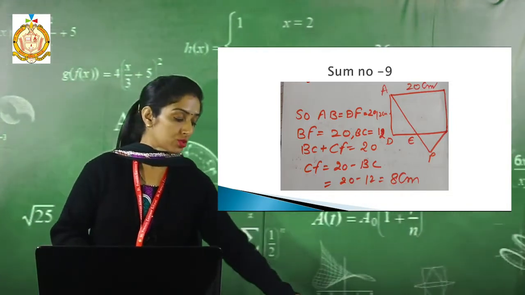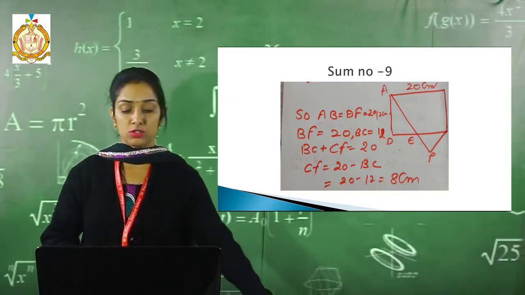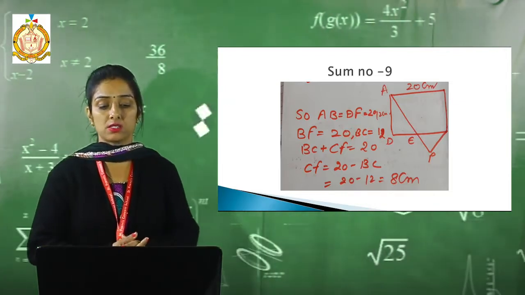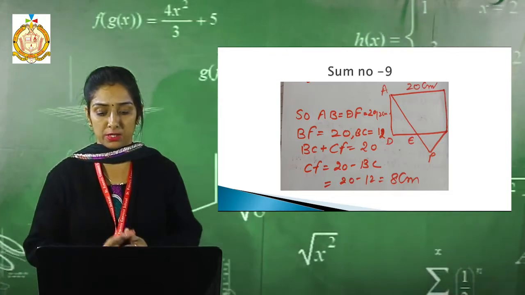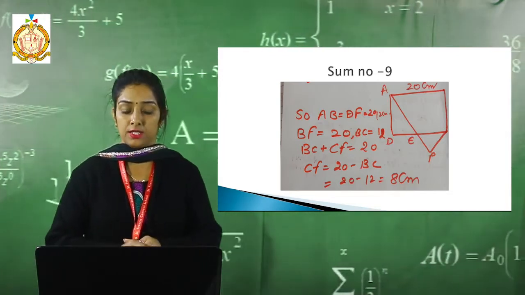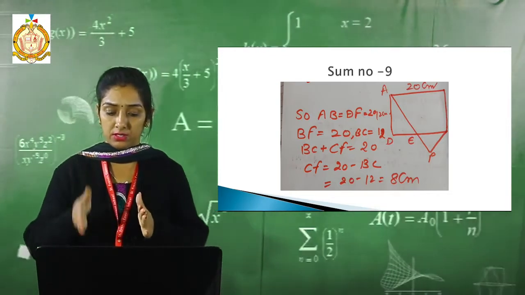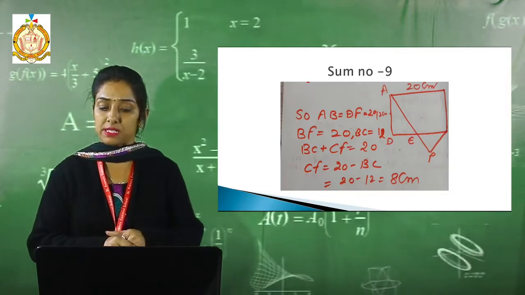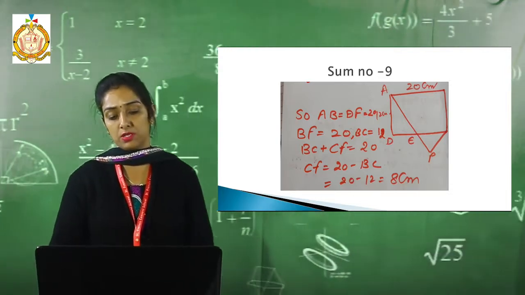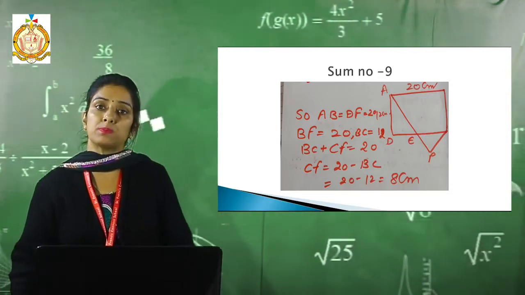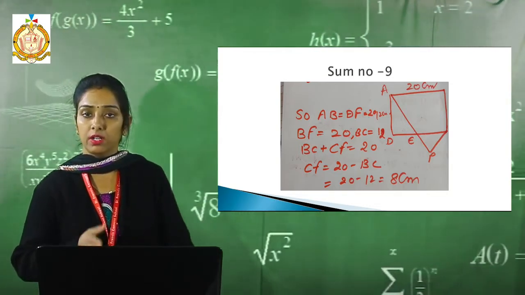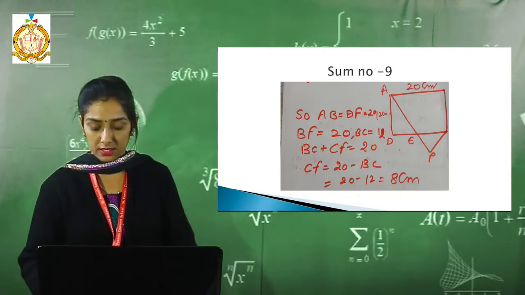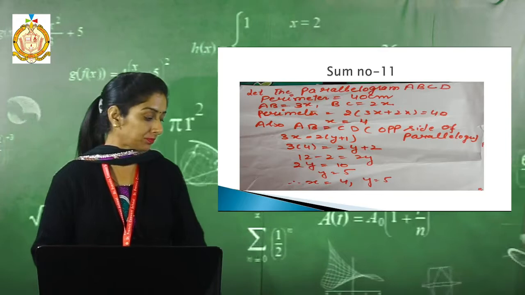Now what we want to find here is the length of CF. It's very easy. See, if AB is 20, then DF is also 20, right? It means BF is 20 and BC is equal to 12 centimeters. Now we know that BC plus CF is 20. Just put the value of BC, that is 12. 20 minus 12, that is 8 centimeters.